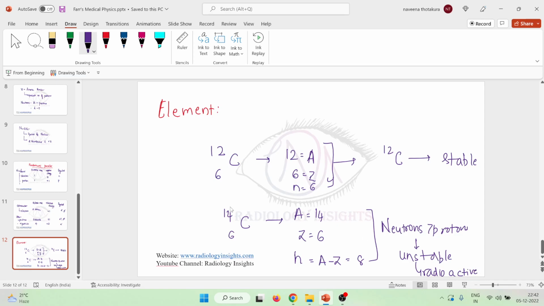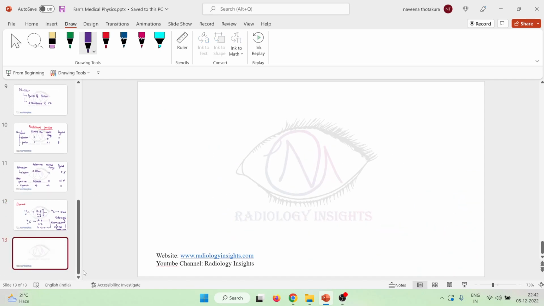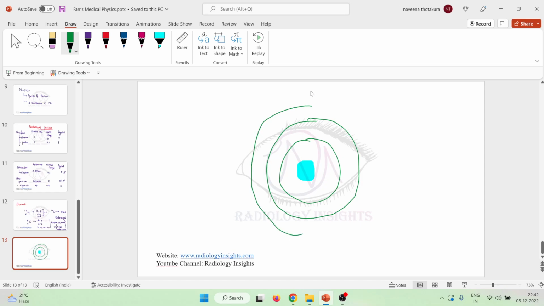Because of its radioactivity, it is called a radionuclide. Now, if you see, there is a nucleus. Surrounding the nucleus, we have orbits, like the sun has a nucleus and the planets have different orbits.